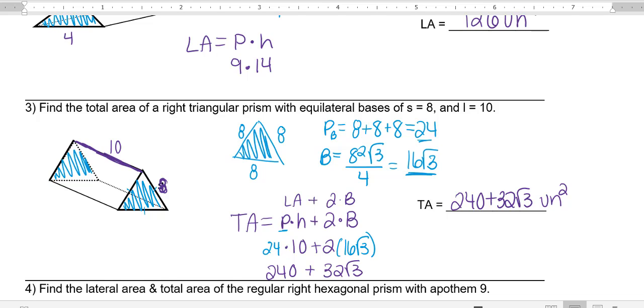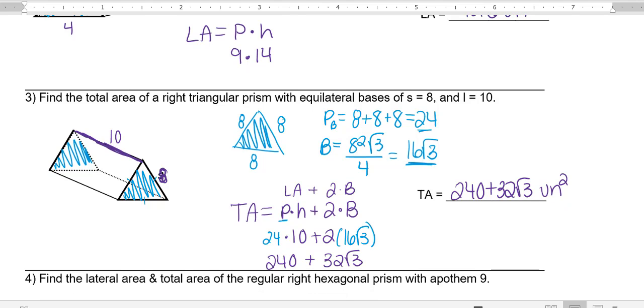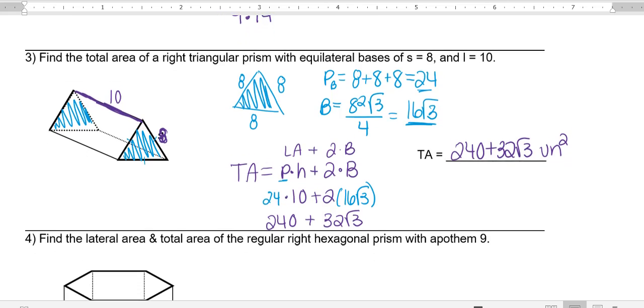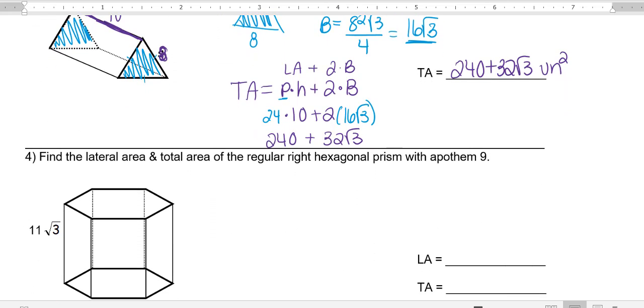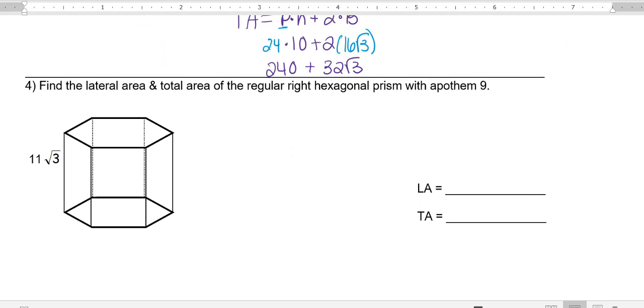And of course, I saved the best for last. Just bringing back that hexagon formula, that regular polygons. All right, finding the LA and the TA of our regular right hexagonal prism with an apothem of 9. Okay, looking right away, I can identify my base. I have those two congruent and parallel shapes, and those shapes are a hexagon. I'm going to sketch out that hexagon because I know I need to find my area and my perimeter.